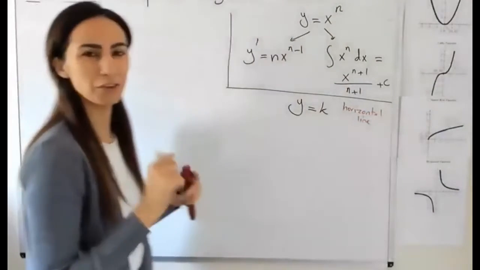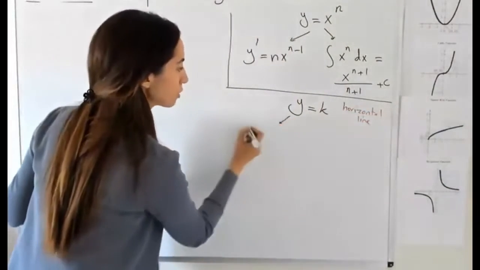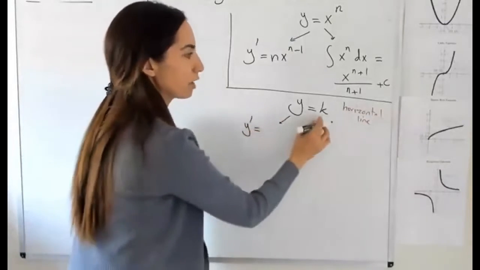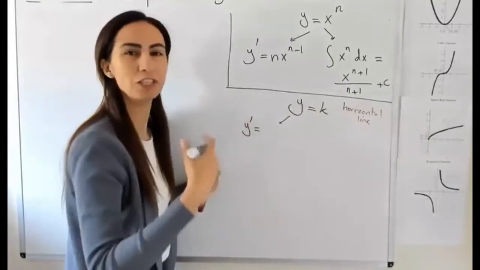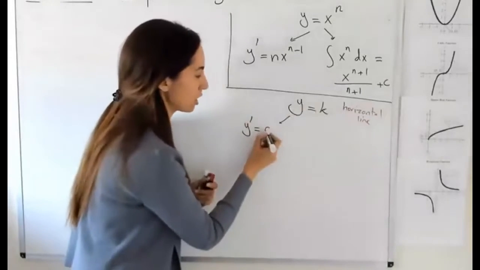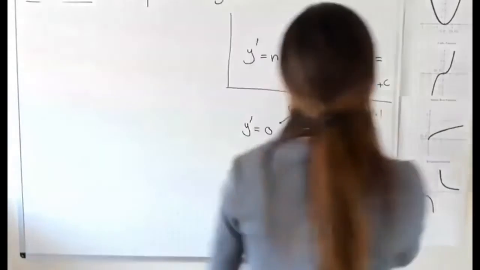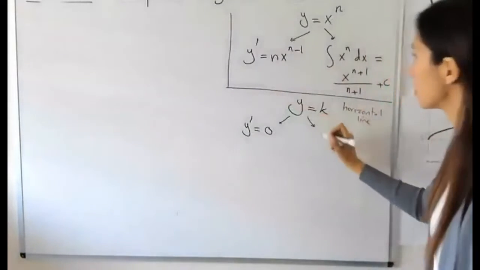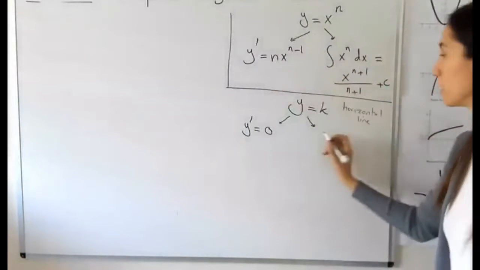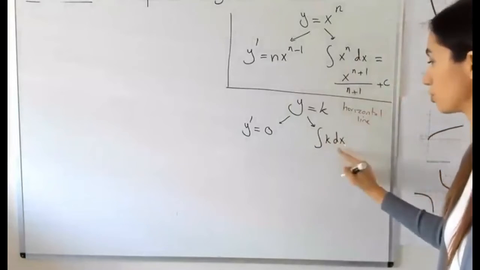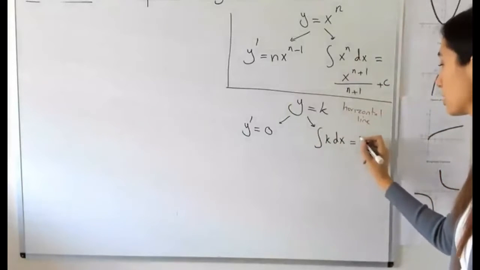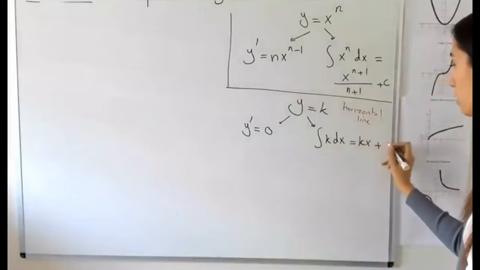So the derivative of this function, if you take the derivative of any constant function, the slope of the line is 0, so the derivative or instantaneous rate of change is 0. But for the integral or antiderivative, you have the integral of k dx with respect to variable x, we get k times x plus c.